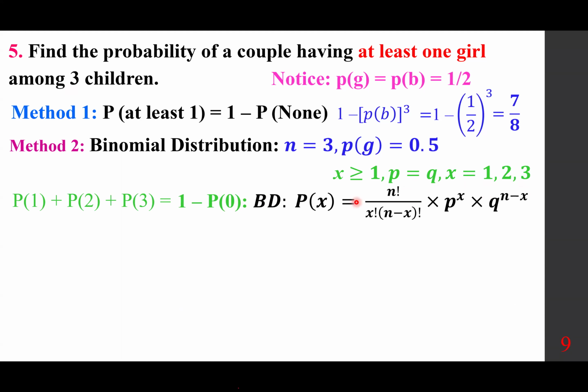So here's the binomial distribution formula. 1 minus P of 0 is easier. Instead of calculating 3 of them, you calculate 1 of them and subtract from 1. So you replace here the X with 0, the P and Q, both of them with 0.5. So N is 3. 3 factorial over X factorial, 3 minus X factorial, times 0.5 to the power of X times 0.5 to the power of 3 minus X. So plug in for 0.